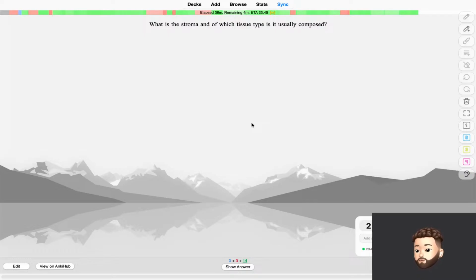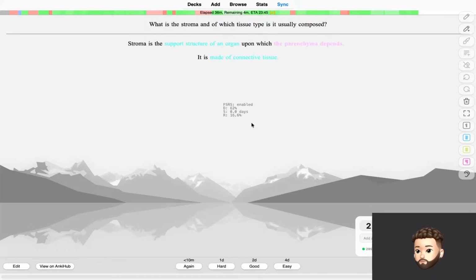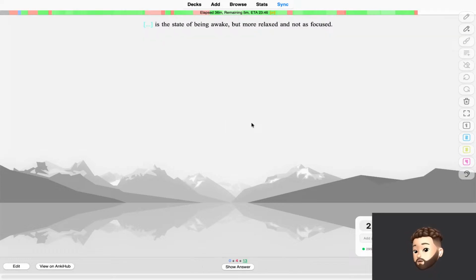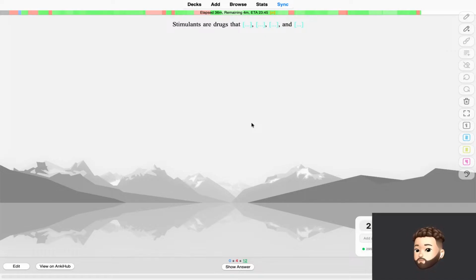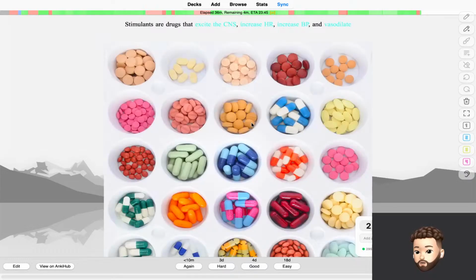What is the stroma? The stroma is the functional part of the tissue. It's usually composed of epithelial. Oh, damn. The stroma is not the functional part. I don't know what I was thinking. Is the state of being awake but daydreaming? Stimulants are drugs that increase blood pressure, increase brain activity, increase heart rate, and vasodilate.